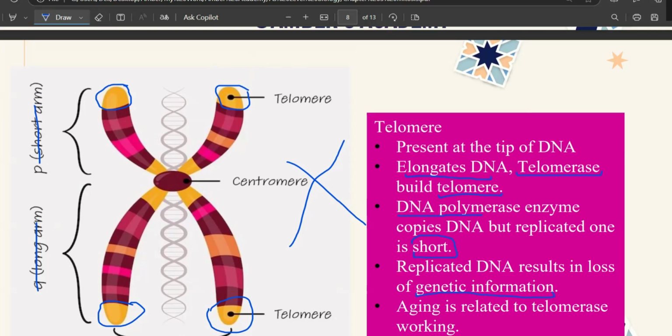Then you'll have to draw all of them if you are asked to do so. ठीक है? जी उस्मान, do you have any question?